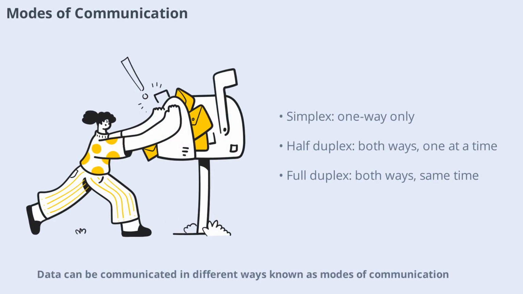Data can be communicated in different ways, known as modes of communication. There are 3 main modes: simplex, half-duplex, and full duplex. Simplex mode allows data to travel in only one direction, like a keyboard sending input to a computer. Half-duplex allows data to flow in both directions, but only one at a time. Think of a walkie-talkie. Full duplex enables data to move in both directions simultaneously, just like a telephone conversation. Understanding these modes helps us choose the right method for different communication needs.